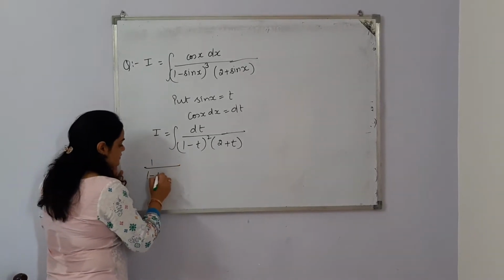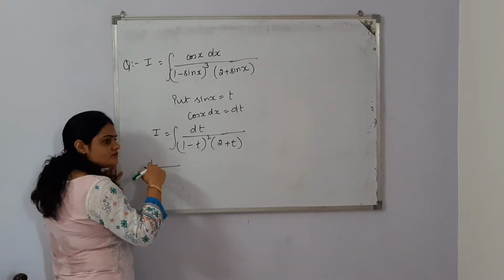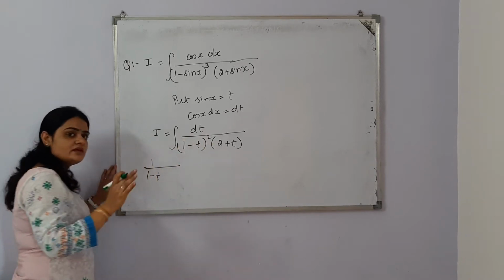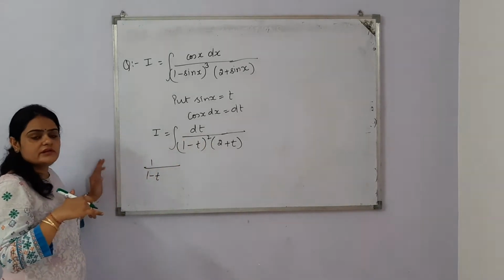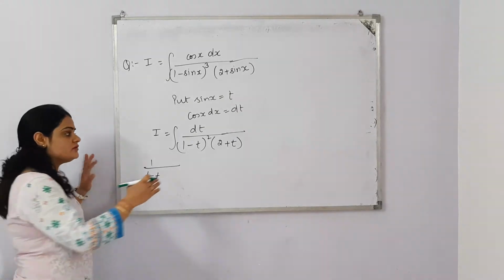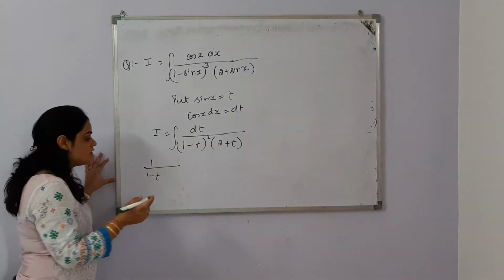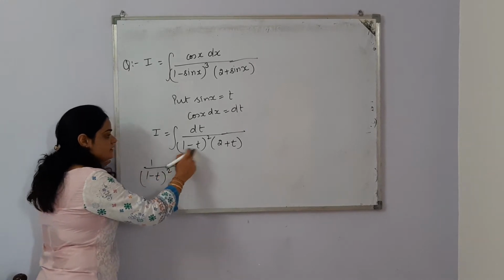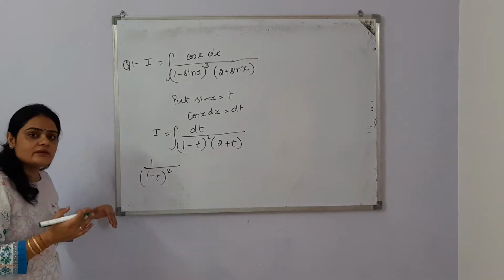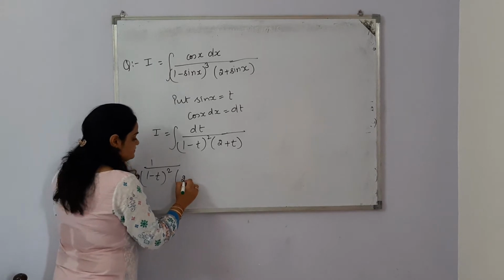1 upon 1 minus t. If you want to take the negative sign as common, minus squared is positive, so we can write it as t minus 1 whole squared. If you want to change it, you can. If you want to continue this question as it is, you can. It's up to you whether you want to take t minus 1 whole squared or 1 minus t whole squared.